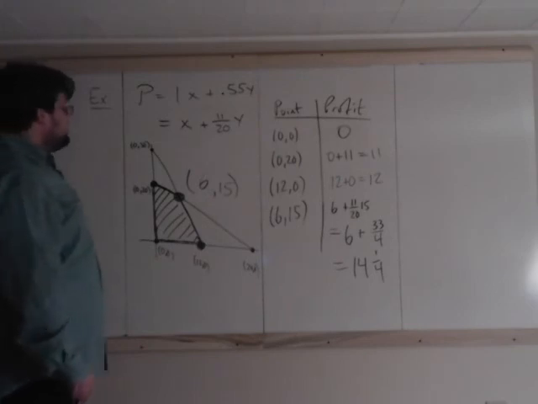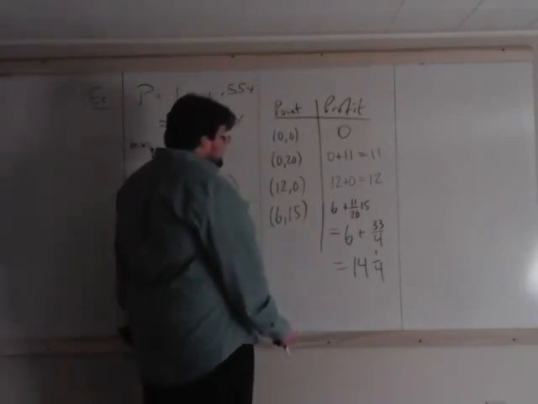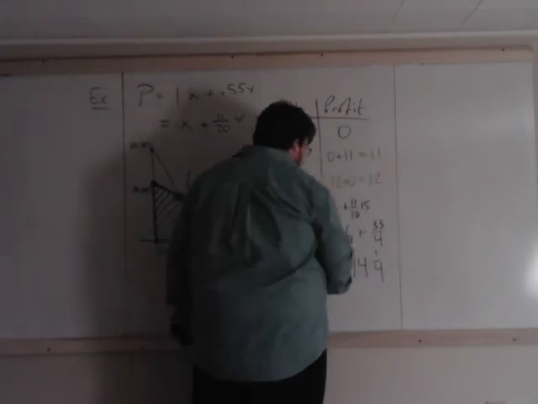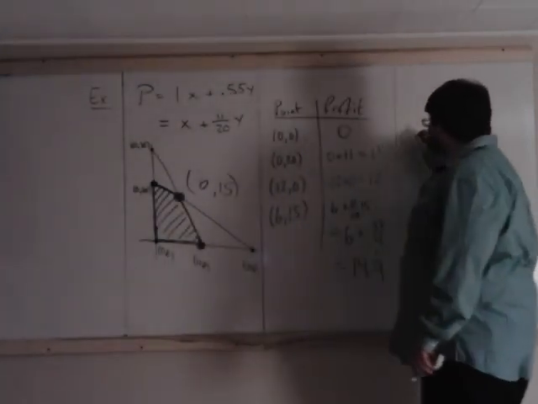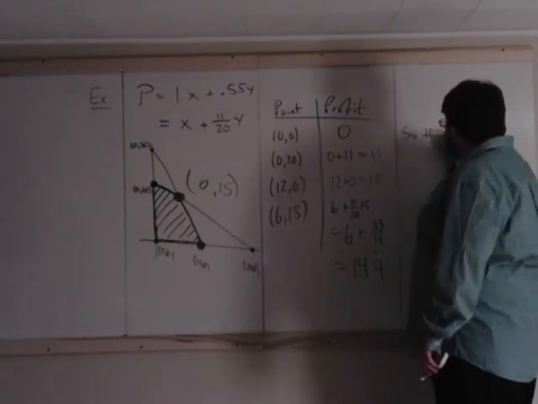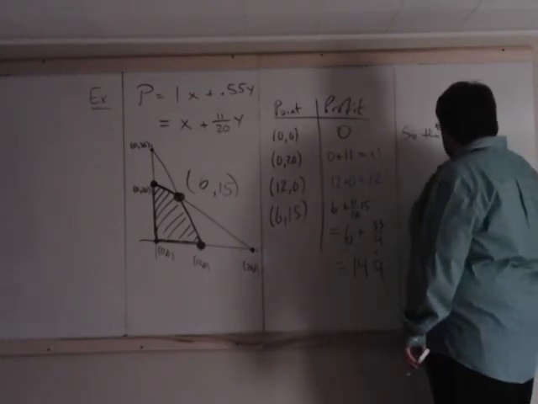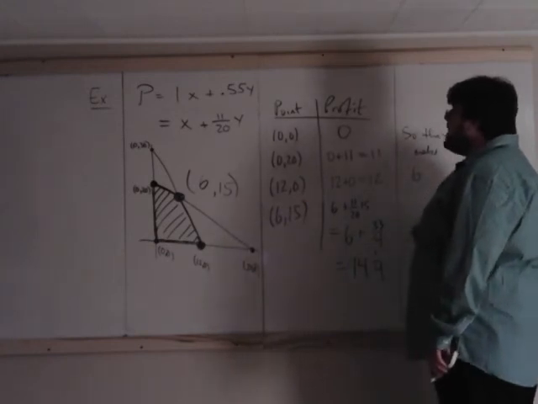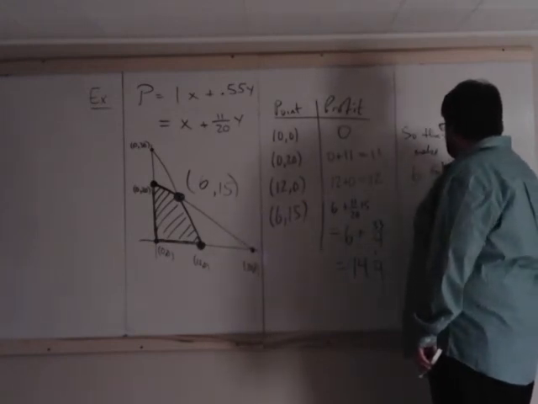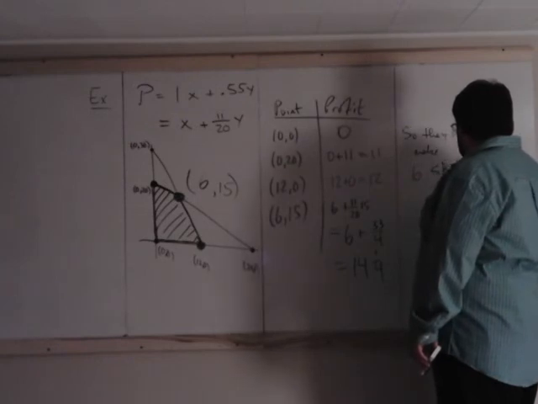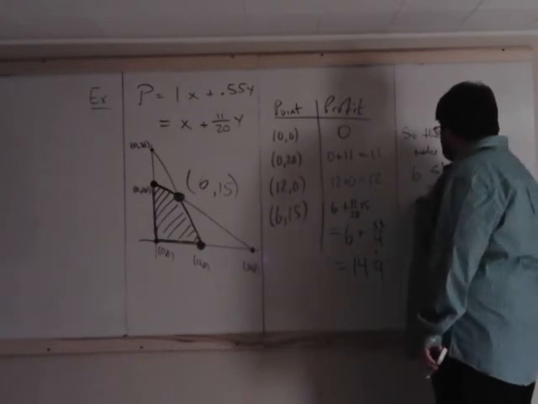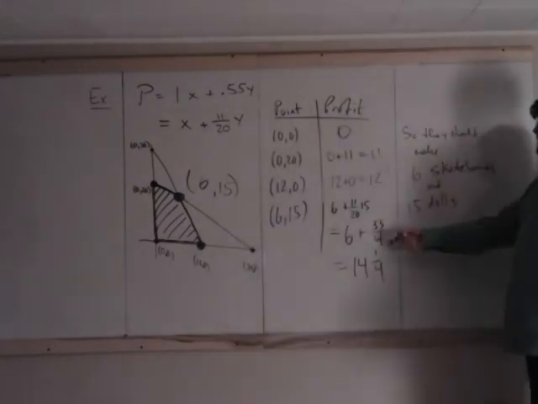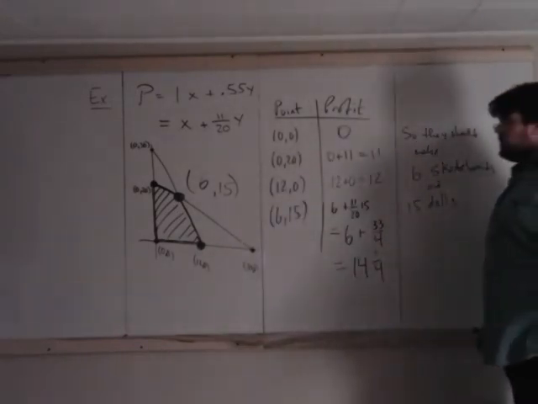We were trying to maximize the profit. So here we have these numbers: 0, 11, 12, and 14 1/4. So they should make 6 of X, 6 skateboards, and 15 dolls to maximize profit, because 14 1/4 is the largest of those numbers.